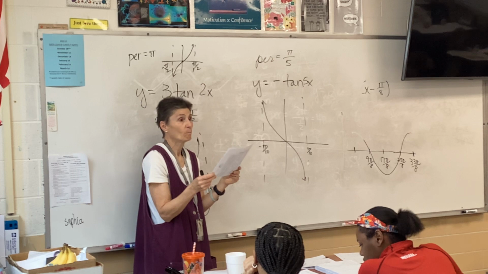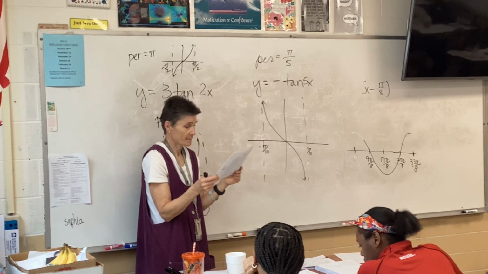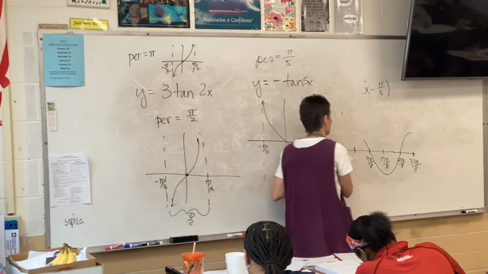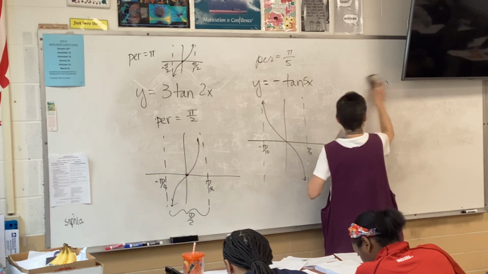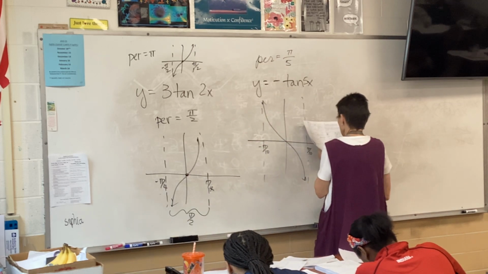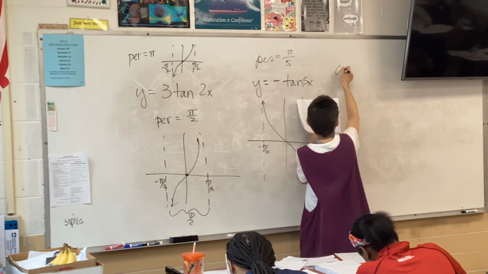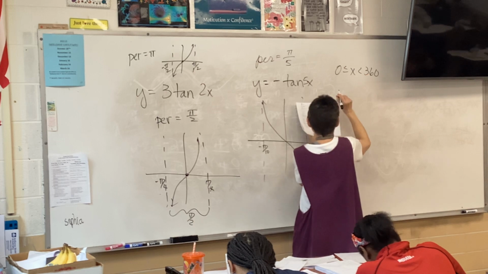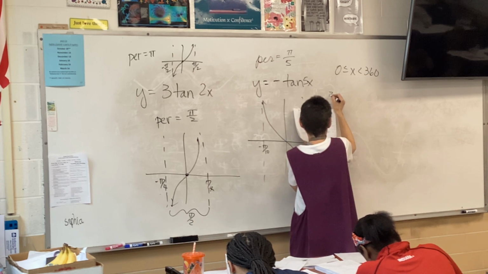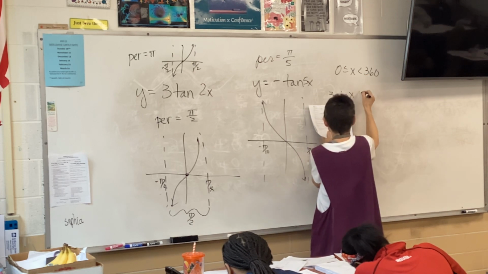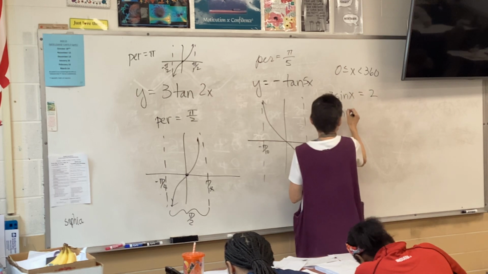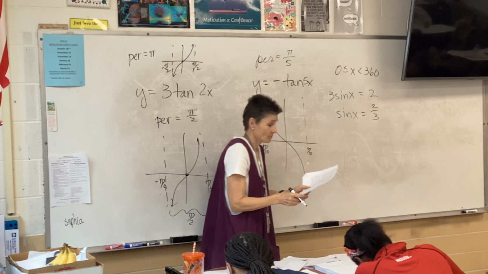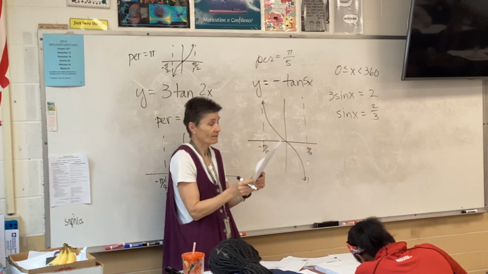Okay, this is another equation like we had at the beginning of the period. We were solving an equation. This one is in degrees because of those directions. So let's see, 3 sine equals 2, sine equals 2/3. Subtract 5, divide by 3.